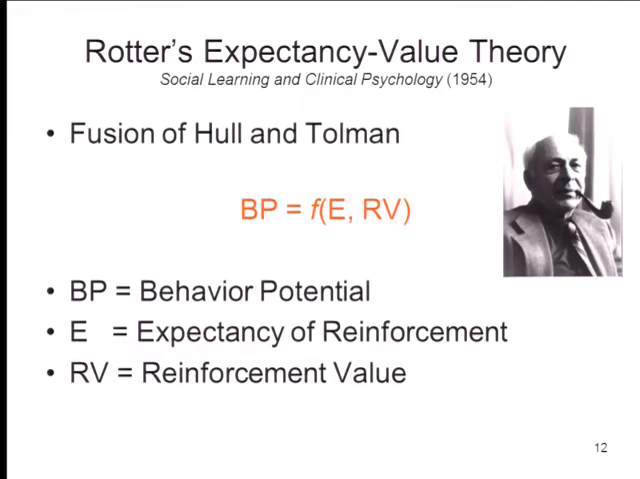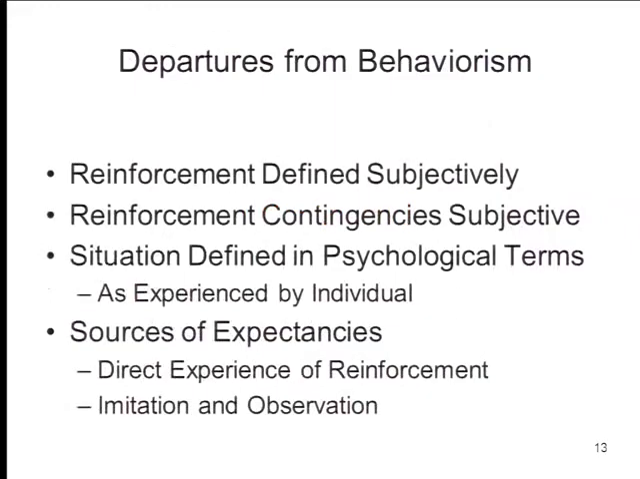So reinforcement value is basically an idea derived from Hull. Expectancy is an idea derived from Tolman. But we're not talking about radical behaviorism anymore. We're talking about cognitive psychology, okay? And we know that because in the first place, Rotter defined reinforcement subjectively. An event wasn't objectively reinforcing. Not everybody could agree on it. You had to understand what the individual believed to be reinforcing. And the reinforcement contingencies were subjective. It didn't matter what the objective correlation was between behavior and reinforcement.